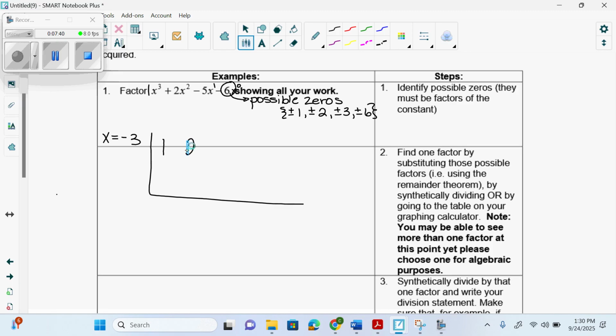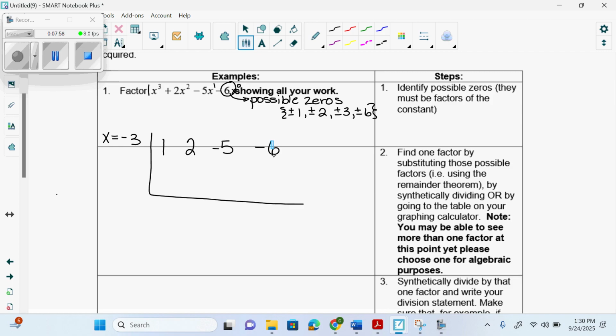Then a 2, because there's a 2 in front of the x squared. Then a -5, because that's in front of the x. And a -6. I love how the little blue boxes keep that. So I'm just taking the coefficients of the x cubed. Yes? Nothing crazy.